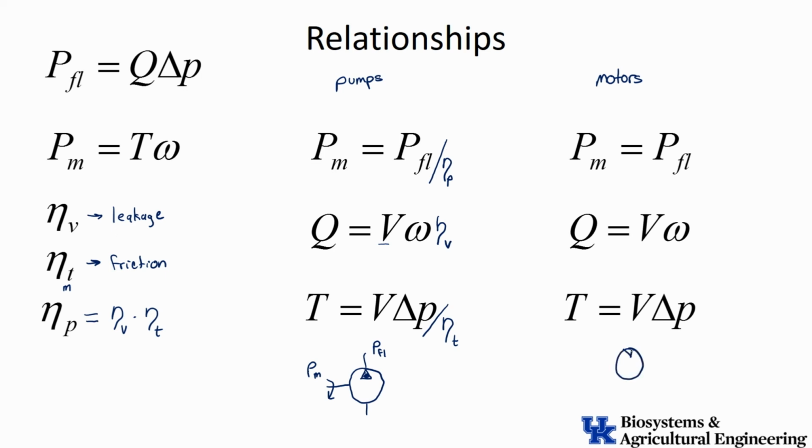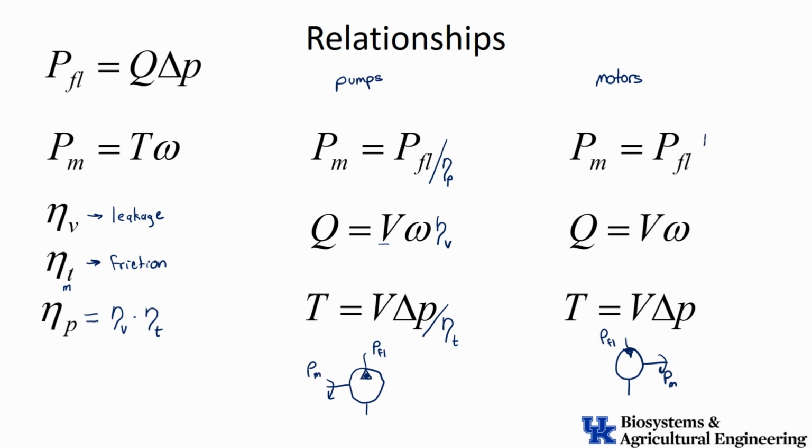Now for a motor, the symbol is a circle with the arrow coming in. So I'm pushing fluid power into the thing. What is the input? The input in this case is the fluid power. The output then is the mechanical power. So that is the output. So everything is going to be just exactly opposite for a motor. It takes more fluid power to get a certain amount of mechanical power out of it. So these equations are going to be exactly opposite.